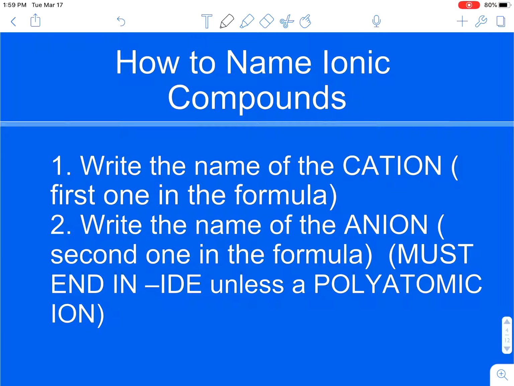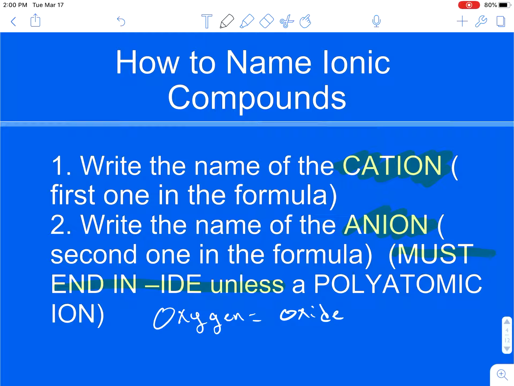All right, so how do we go about naming them? The first thing you've got to keep in mind when we're naming these compounds is that the cation, whatever the metal, whatever the first thing in the compound is, is going to keep its name. So, for example, if the metal's potassium, potassium keeps its full name. The next thing you want to remember is that the anion, whatever is negatively charged, if it's an element, is going to end in "ide." So, for example, the element oxygen becomes oxide.